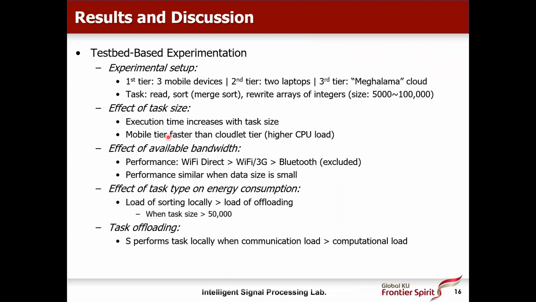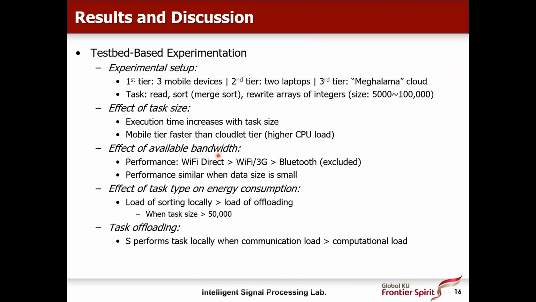They found this surprising. The mobile tier was actually faster than the cloudlet tier, in spite of the cloudlet tier having higher spec. And the reason for that, they think, is because the cloudlet tier had a higher CPU load, which slowed it down.